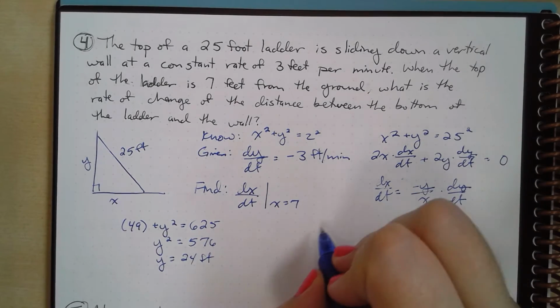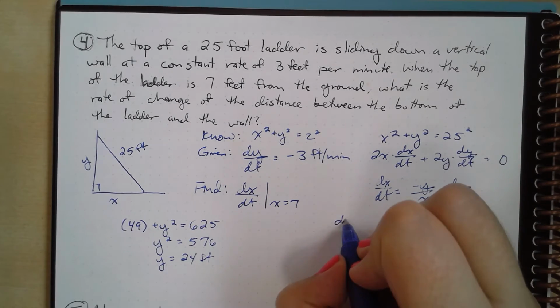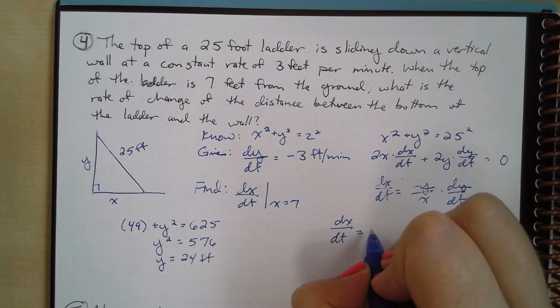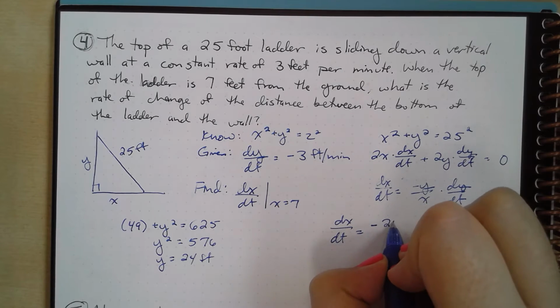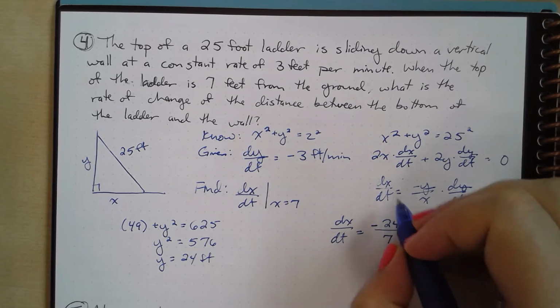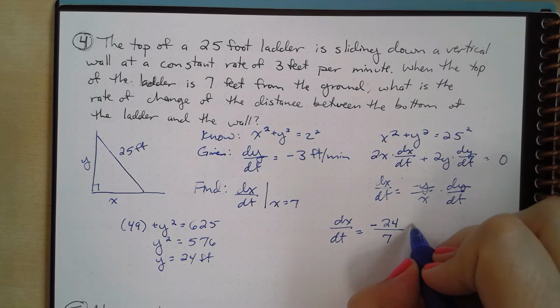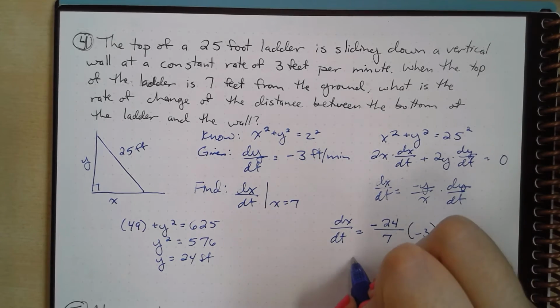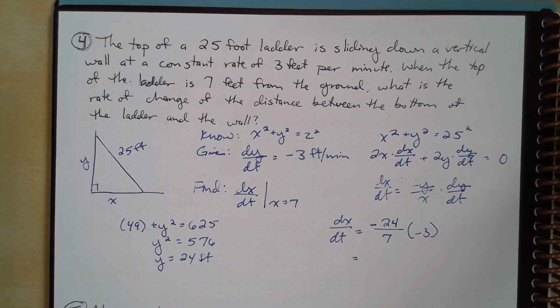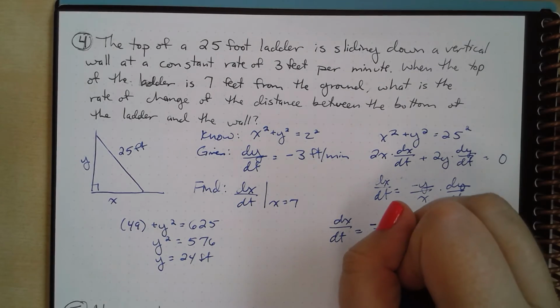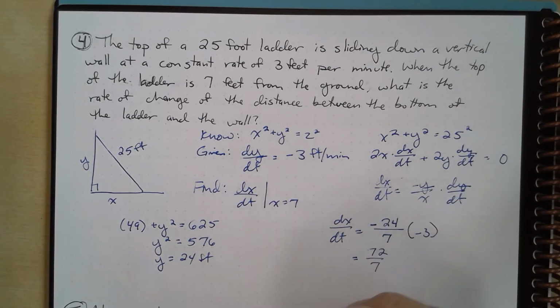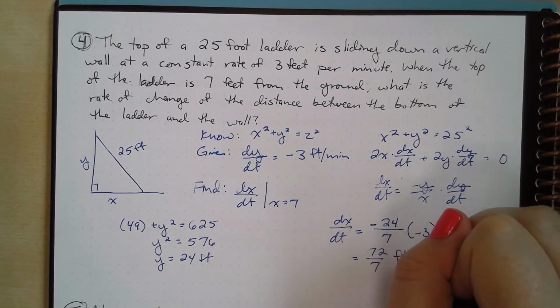So I can go back to finding this. So dx over dt is equal to negative 24 over 7 times dy over dt, which is negative 3. So negative 24 divided by 7 times negative 3, I get 72 over 7 feet per minute.